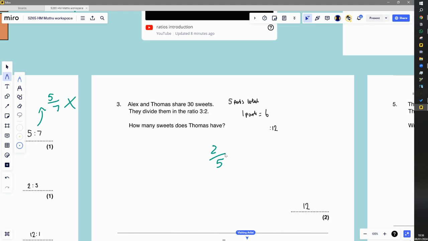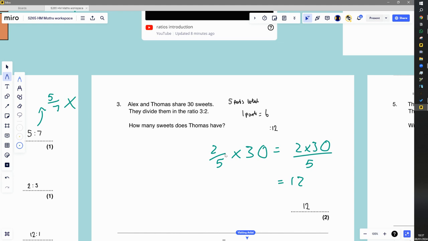If we think about this as a fractions question instead of a ratios question, it's 2/5 of 30. So 2/5 of 30, we just do 2/5 times 30. We put the 30 at the top, so we get 2 times 30, then we divide it by 5. We have 60 divided by 5, which is 12. Of course, it's the same answer.